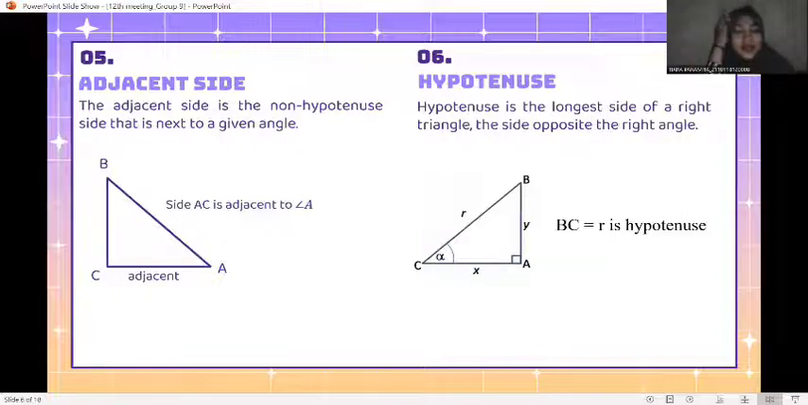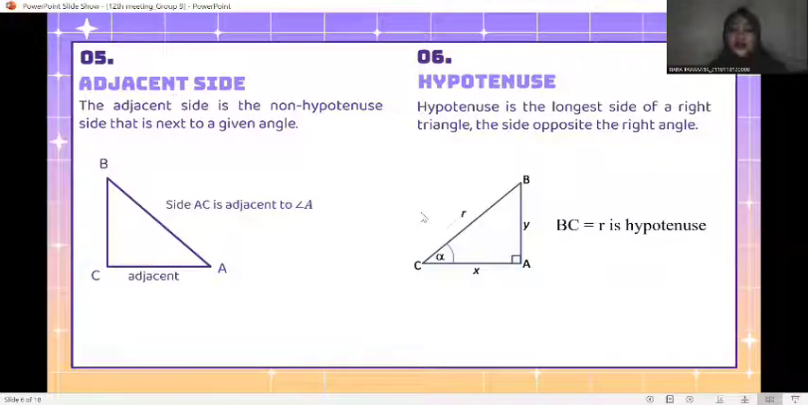Okay, next, adjacent side. The adjacent side is the non-hypotenuse side that is next to a given angle. From the example in the picture here, alpha is here at angle A. From the vocabulary part, we have the opposite in here. So the adjacent side is the non-hypotenuse side that is next to a given angle. So side AC is adjacent to angle A. Here is angle beta. Angle B is angle beta. Adjacent to angle B is side BC.